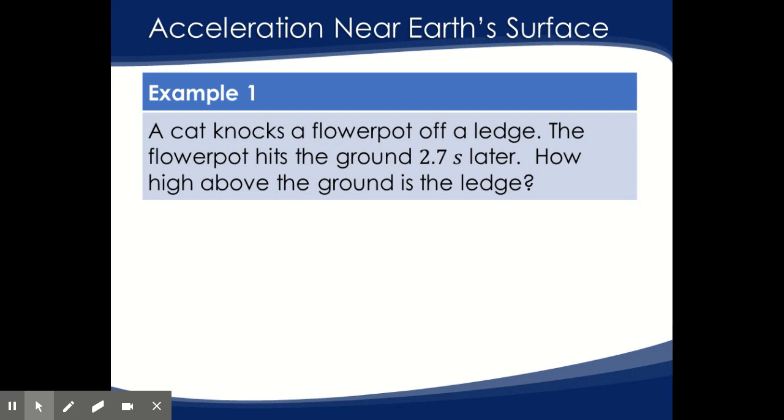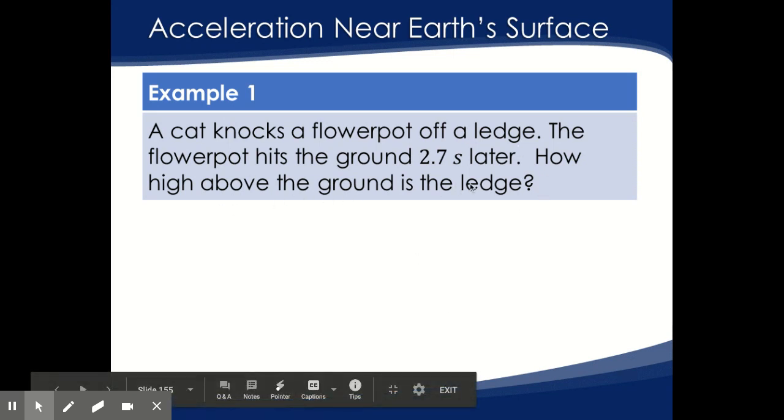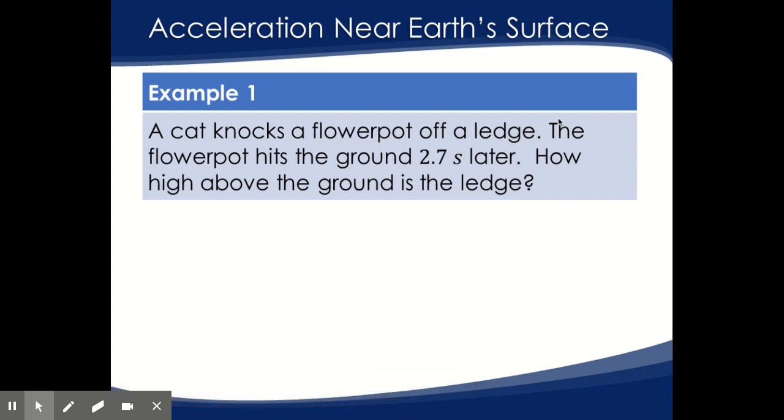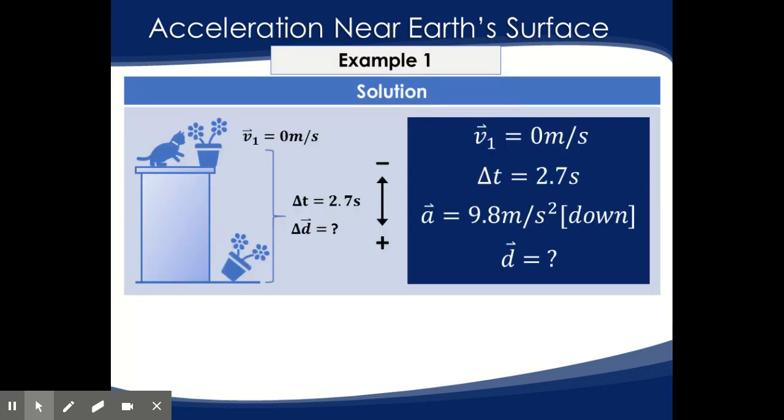So in this example, a cat knocks a flower pot off of a ledge. The flower pot hits the ground 2.7 seconds later. How high above the ground is the ledge? So how high is something? We're finding the distance. We're given the time, and we know the acceleration of gravity is going to be 9.8 meters per second squared.